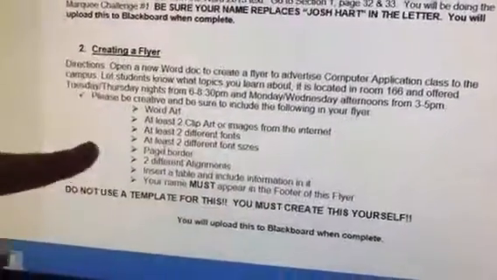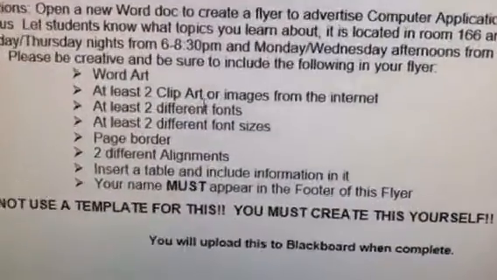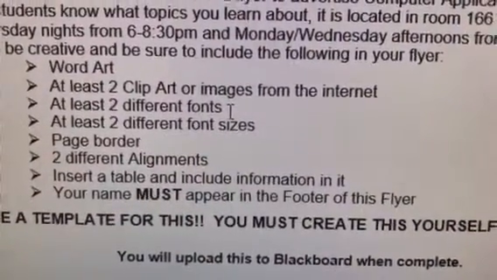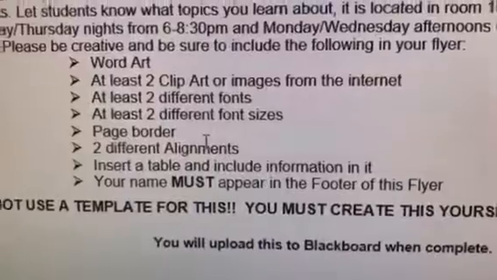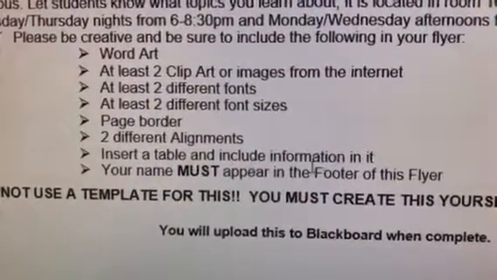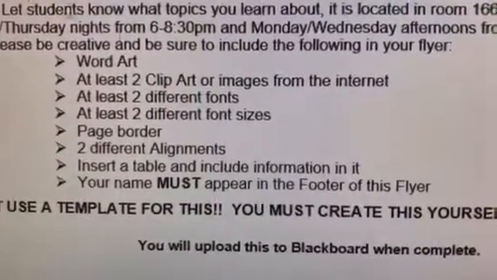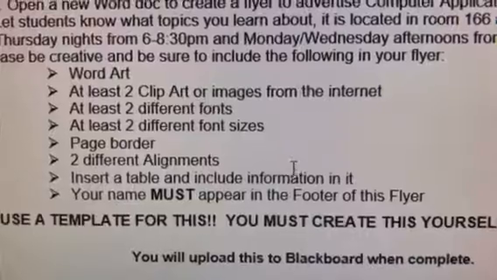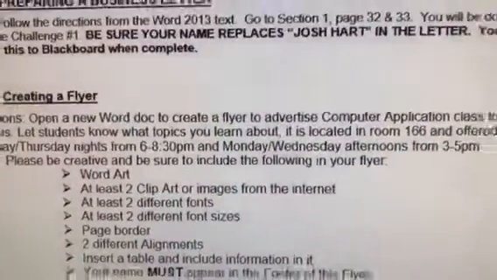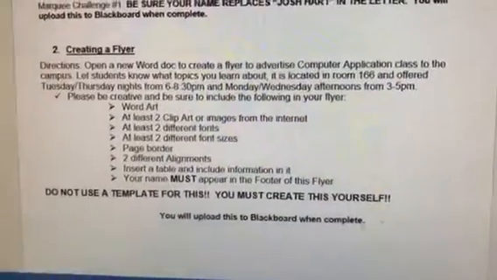These are all the items that you need to include in your flyer. You need to include a word art, at least 2 clip art or images from the internet, at least 2 different fonts, 2 different font sizes, a page border, 2 different alignments. You need to insert a table and include information in it. Obviously your table can include any of this information that we talked about. Your name must appear in the footer of this flyer. So please do not use a template, and you need to create this yourself.